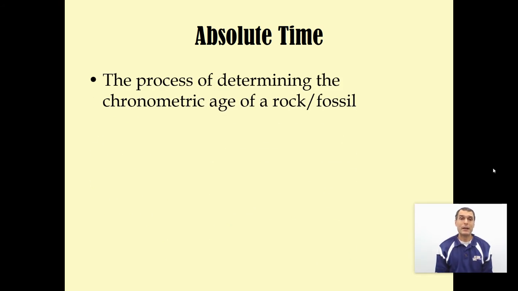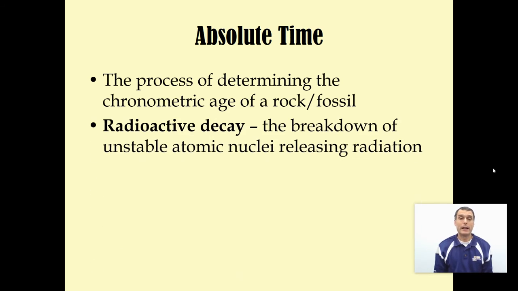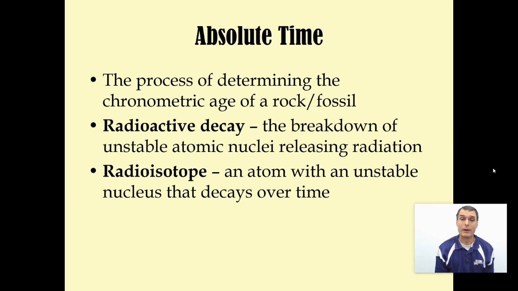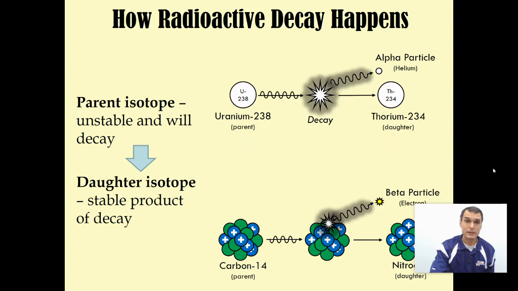Now, absolute time basically allows us to determine the chronometric or the calendar age of a rock or a fossil, okay? And we use a process called radioactive decay, which is the breakdown of unstable atomic nuclei releasing radiation. You can think of it this way. You have a friend who's kind of an oddball, and they're a little unstable, and they're usually heading for a breakdown. And radioactive decay is like that too. We have atoms that are unstable, and they're going to break down from one thing into another. These are called radioisotopes. And they have an unstable nucleus, and it's going to decay over time, just kind of like your weird friend.